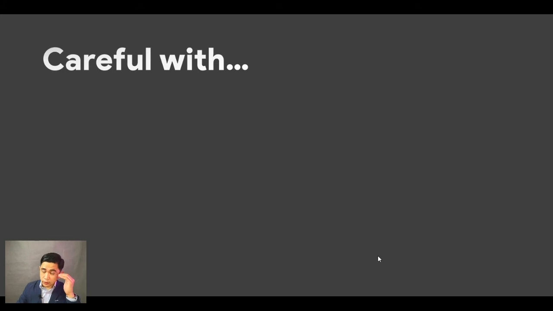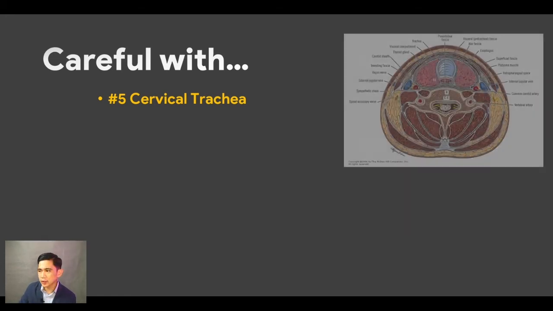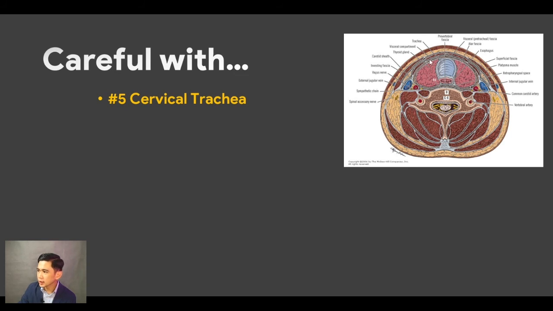Next, we need to be careful with the cervical trachea. Cervical meaning the neck trachea. So we have two parts of trachea: the cervical trachea and the thoracic trachea, the chest trachea and the neck trachea. The thyroid is found in the neck trachea or the cervical trachea. This is the thyroid gland. This is the trachea. As discussed earlier, the thyroid gland hugs the trachea. So if we have to get the thyroid out, we just have to be careful not to damage the cervical trachea.